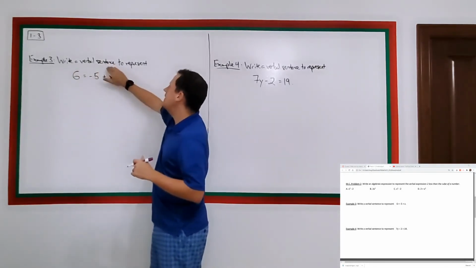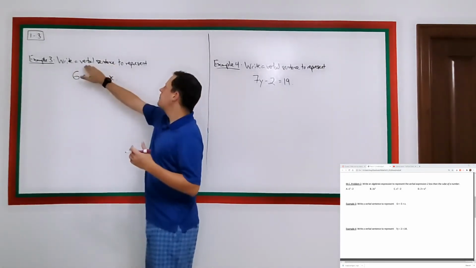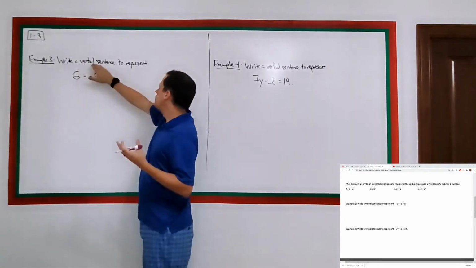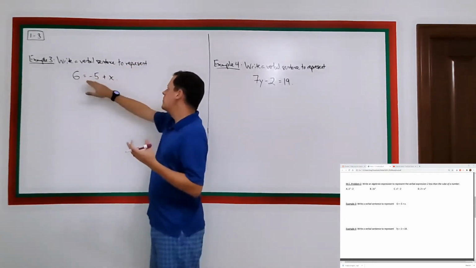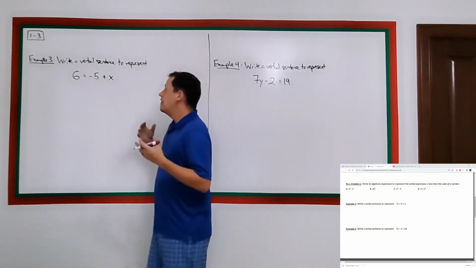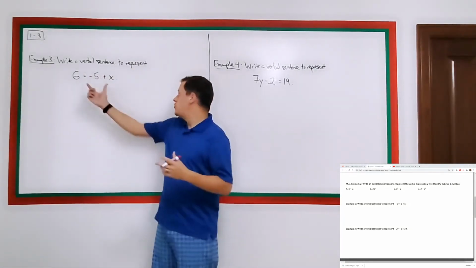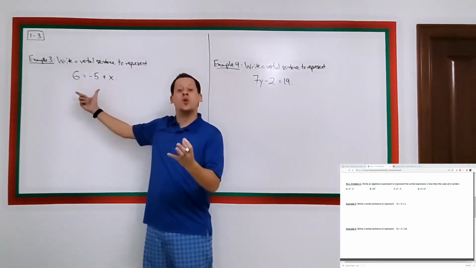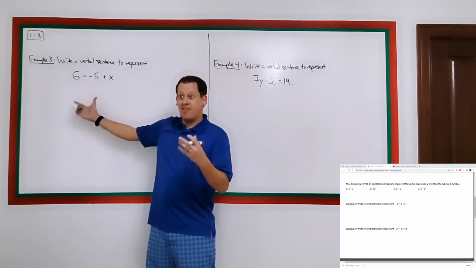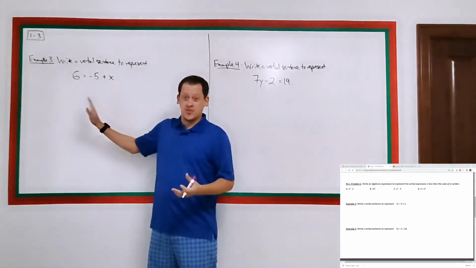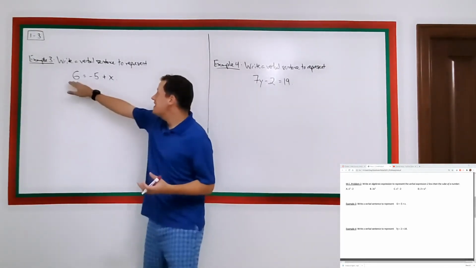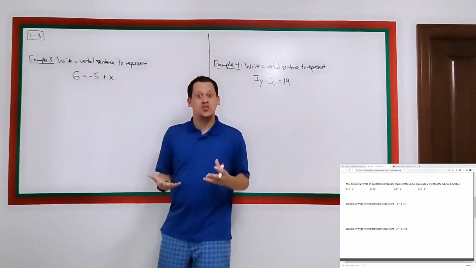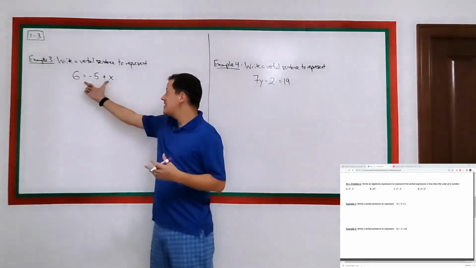Write a verbal sentence. The word verbal actually means like spoken. You can think of it that way. Write a verbal sentence to represent 6 equals negative 5 plus x. Now, if you're able to take this, what I just read, and verbalize it in words, that is good enough to answer this question. If you can say in words what this is saying, that is good.